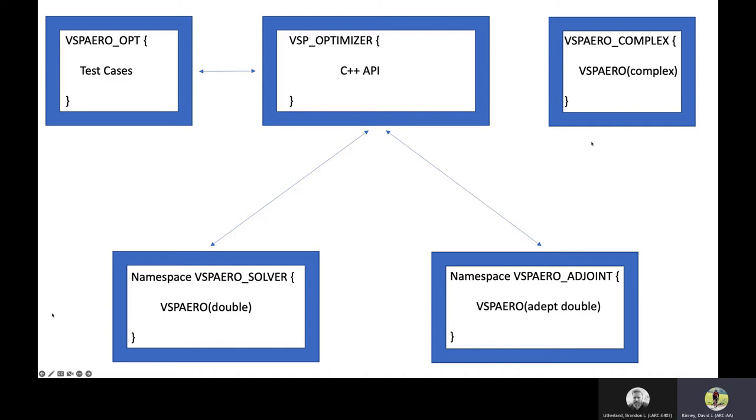And then up in the right is the VSPAERO complex version. This is the complex step version. It literally just replaces all the doubles in the solver with complex variables. And there's a bit of an API, well, I don't want to call it an API, but the ability to run this and do some test cases. Like I said, right now it's there to validate the adjoint process that we have. Doing the complex step is relatively simple in terms of the modifications to the code, but it's still very costly. I'll show you some examples of that in a little bit.